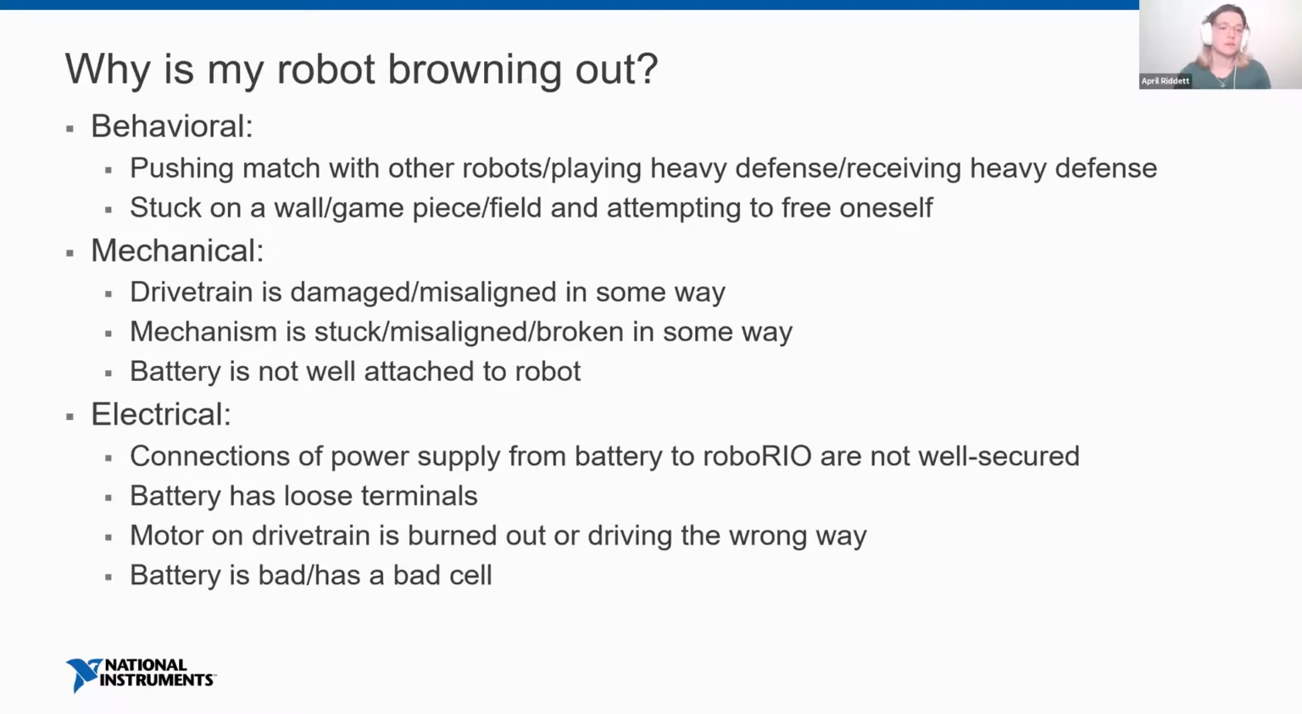Related to what I talked about for mechanical, when the motor on the drivetrain is burned out or it's driving the wrong way and kind of fighting against the other motor, that can indicate a bad motor. That can lead to brownouts. Or if your battery is bad or has a bad cell, so one piece of your battery is bad. Batteries are made up of cells, and these cells have a specific chemical ratio, and if that chemical ratio gets out of whack as the battery gets older, they don't work as well. You can check that with a battery beak. Really great little piece of equipment.